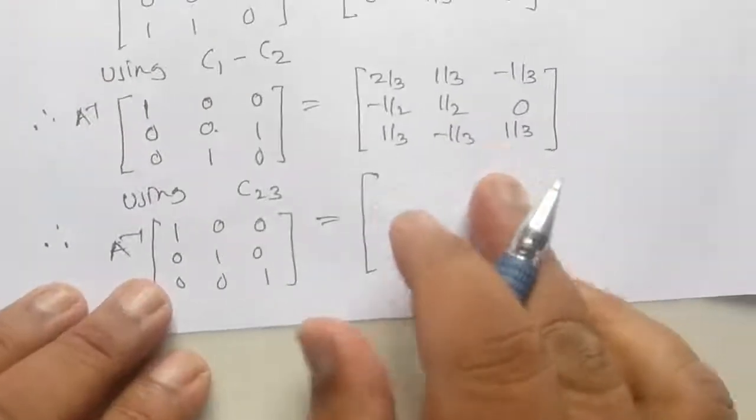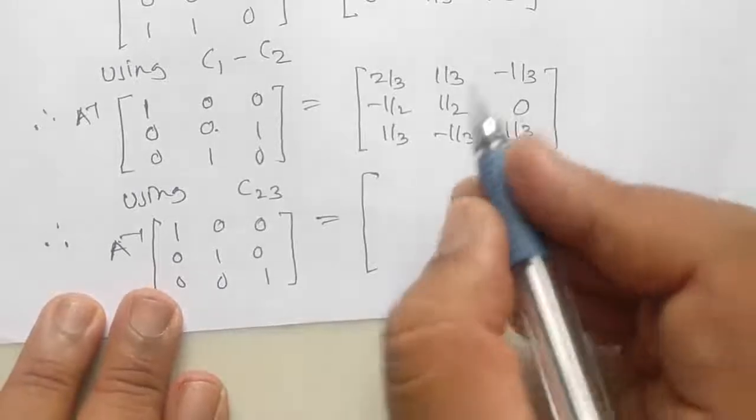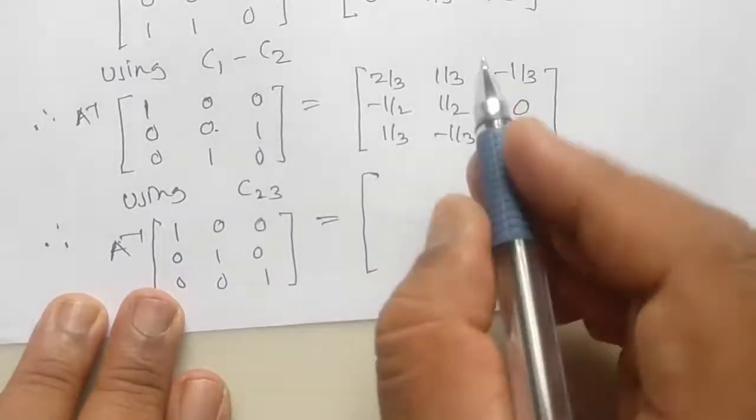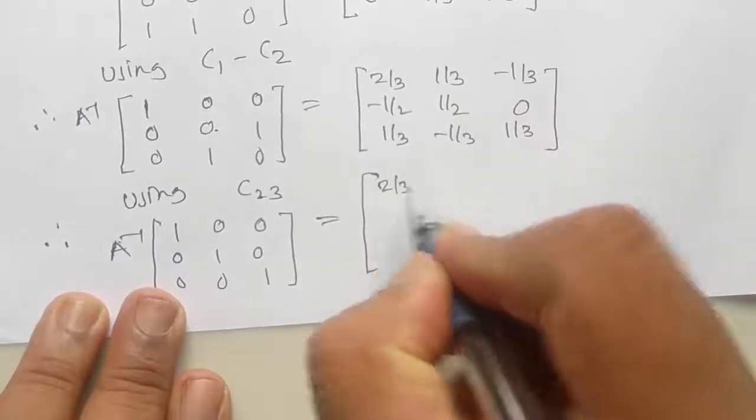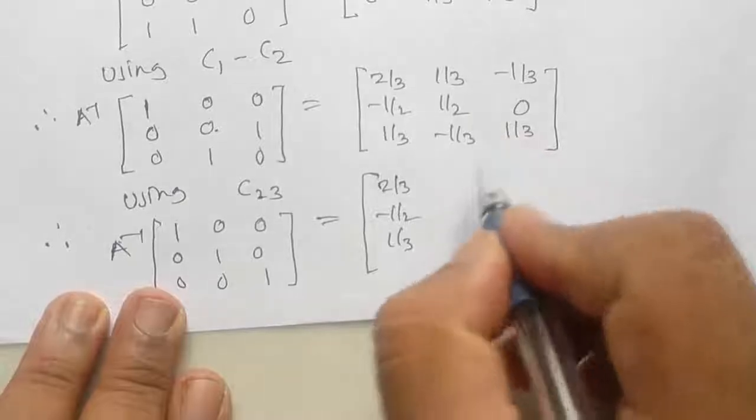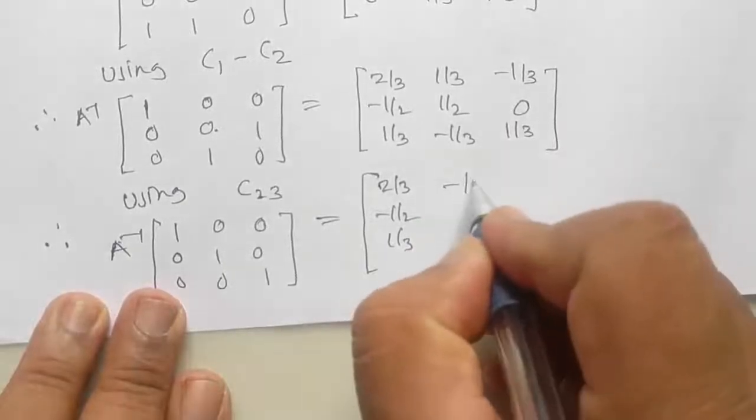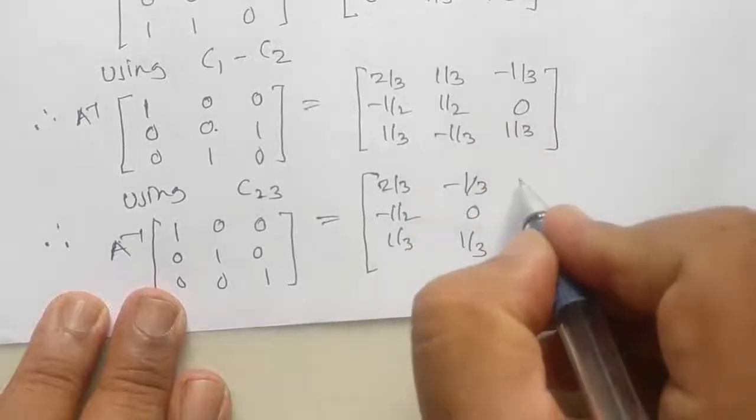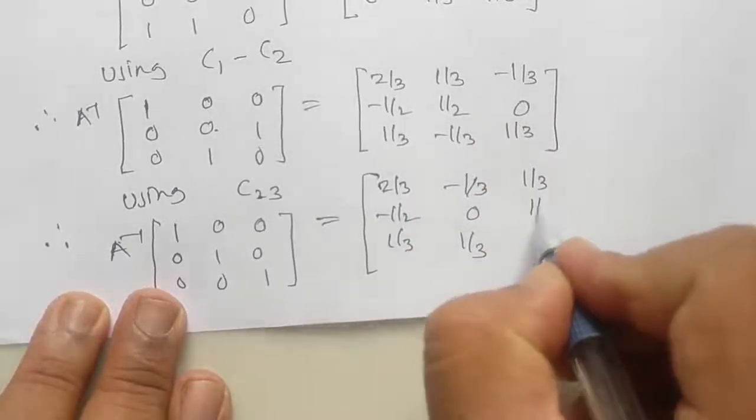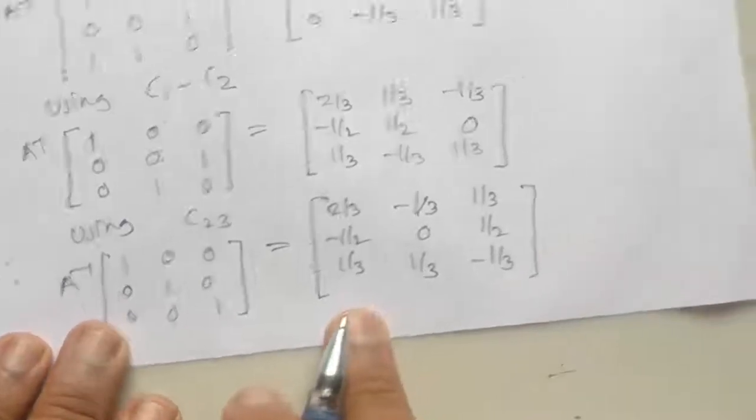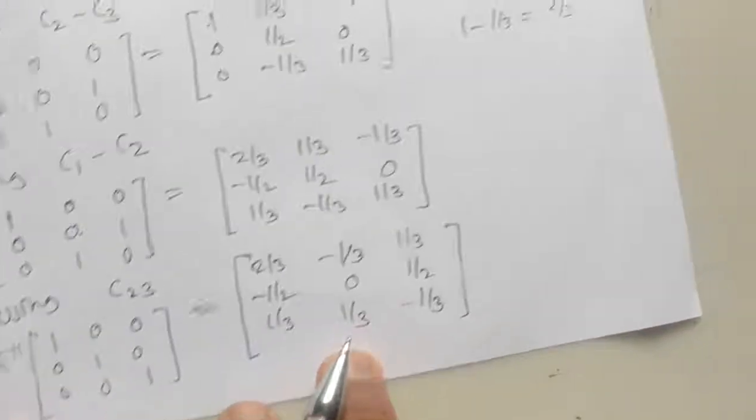The same should be performed on the matrix on the RHS, interchanging the second and third column. So the first column is as it is, the second column we interchange: minus 1/3, 0, 1/3, 1/3, 1/2, minus 1/3. So this is the inverse of the given matrix.